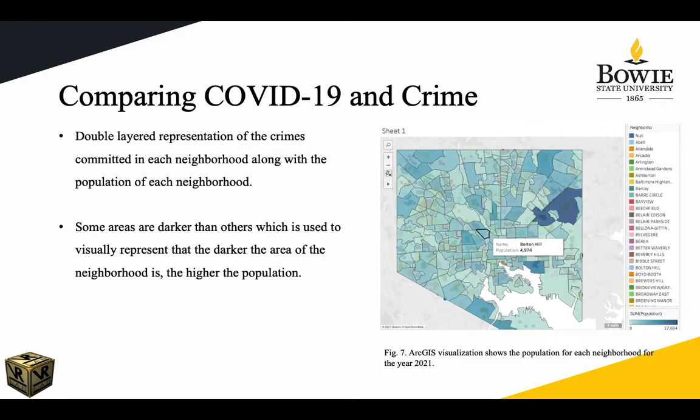This is just another visual I made in Tableau. This is a double layered representation of crimes seen in the last slide, committed in each neighborhood, along with just the population of each neighborhood. And again, I use the color filter for the population. So areas that are darker blue color are more populated than areas that have a lighter blue color. And yeah, this was also made using ArcGIS.